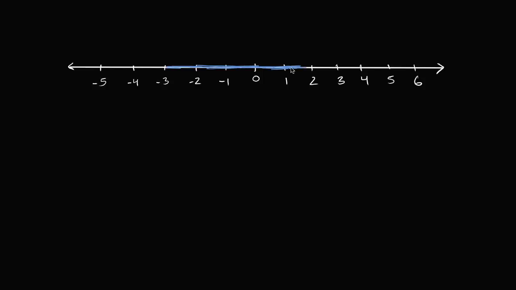So in order to be more precise, I have to be clear. Am I including -3 and 2, or am I not including -3 and 2? Or maybe I'm just including one of them. So if I'm including -3 and 2, then I would fill them in. So this right over here, I'm filling -3 and 2 in, which means that -3 and 2 are part of this interval. And when you include the endpoints, this is called a closed interval.